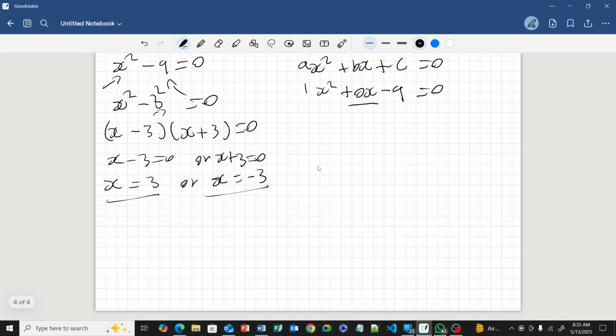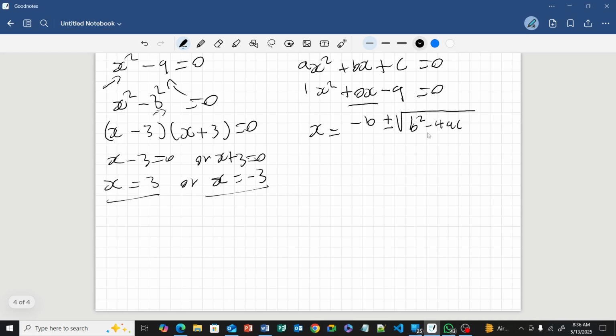But how are you going to deal with this? You don't have a b in a quadratic formula. Let's find out. So a quadratic formula states that the value of x is equals to minus b plus or minus the root of b squared minus 4ac divided by 2a.